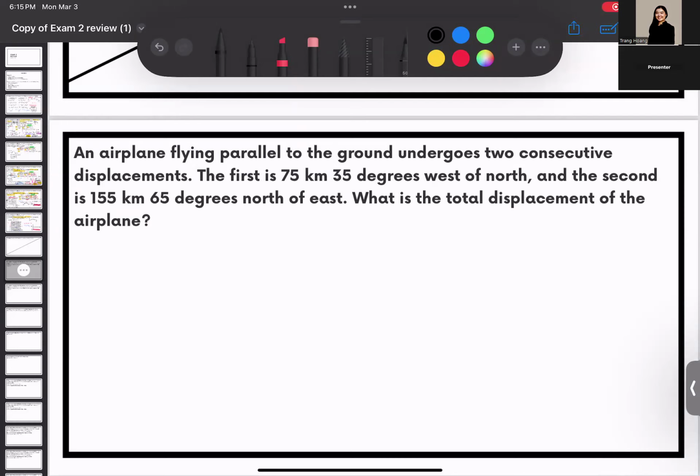So a plane is flying parallel to the ground and it undergoes 2 consecutive displacements. We have 2, which means we're going to have a final triangle. The first is 75 kilometers, 35 degrees west of north, and the second is 155 kilometers, 65 degrees north of east. What is the total displacement of the airplane?